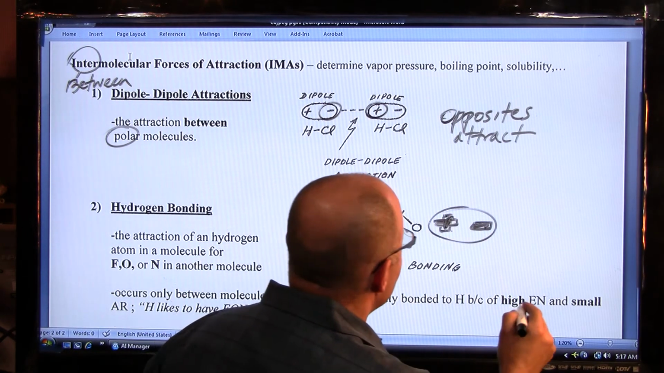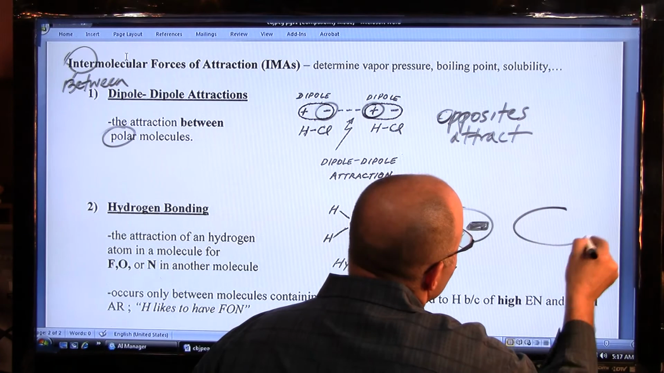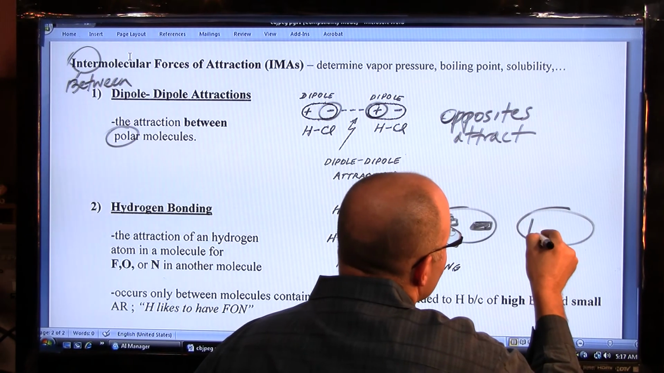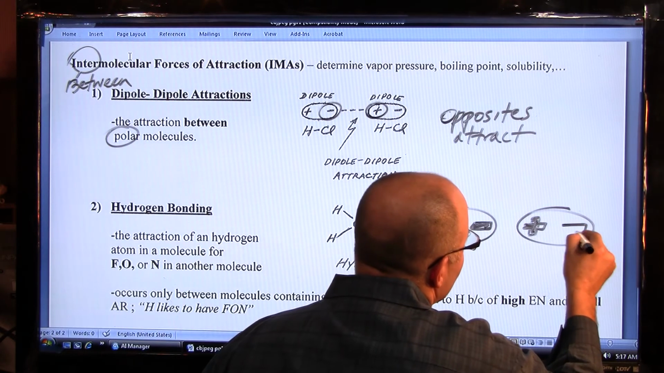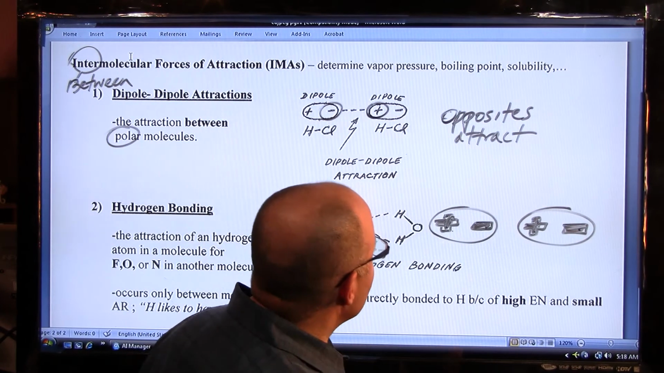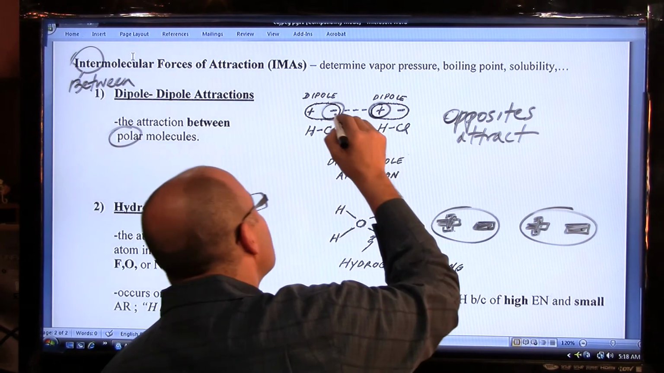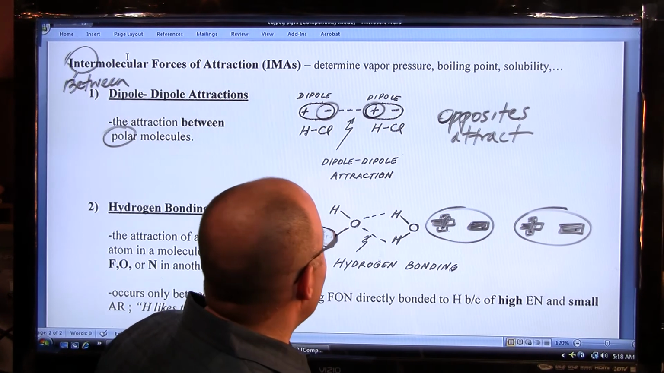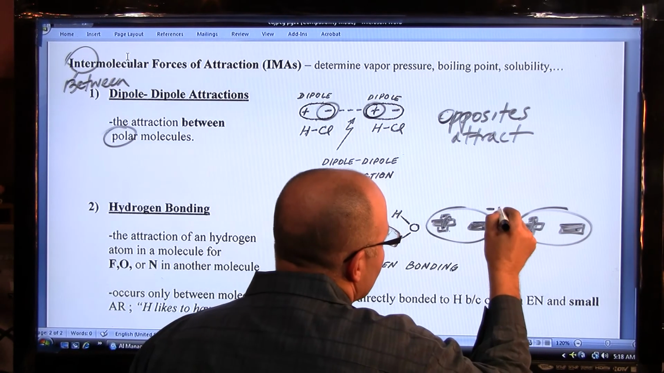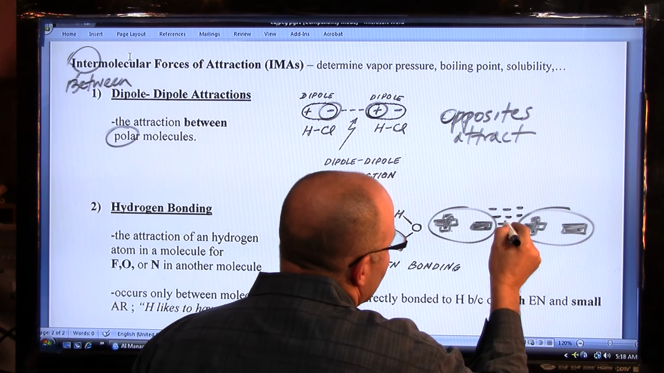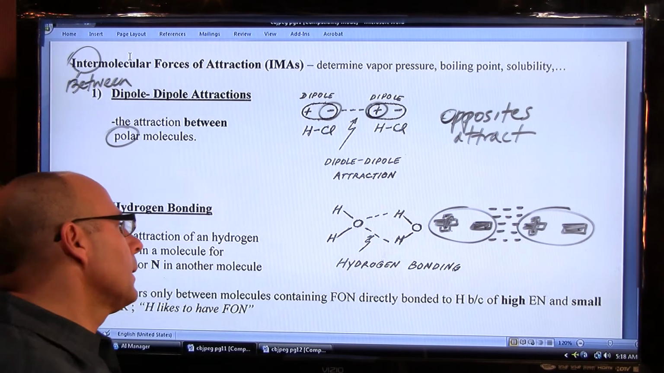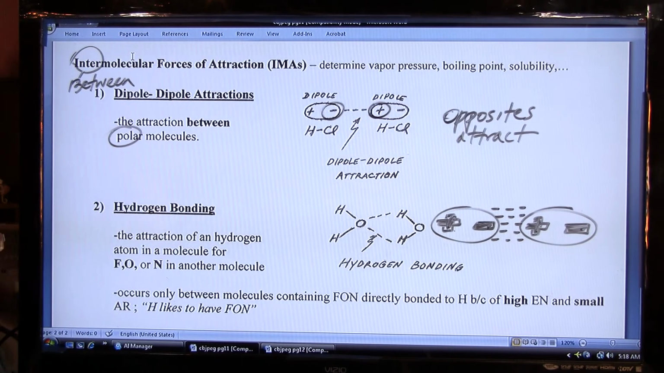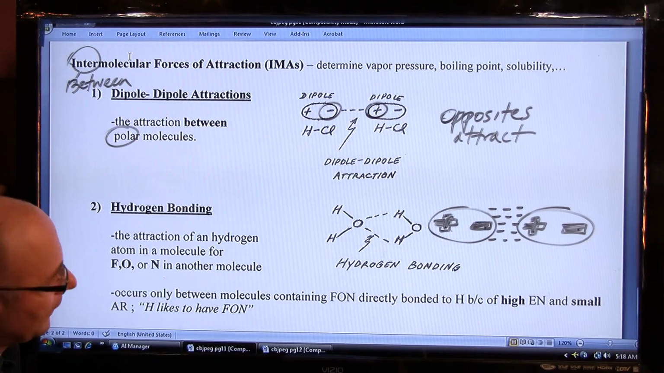Greater magnitude of charge. And since there's a greater magnitude of charge, there's going to be a stronger intermolecular attraction between the molecules. And so if I'm using dashed lines to represent that attraction here, in this case, you're going to have more dashed lines. The attraction is so strong, in this case, that we give it a different name. We call it hydrogen bonding.